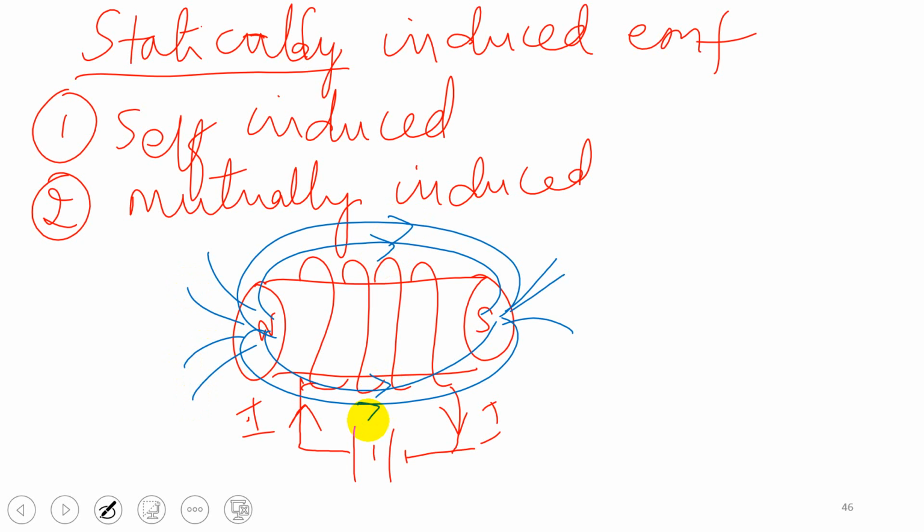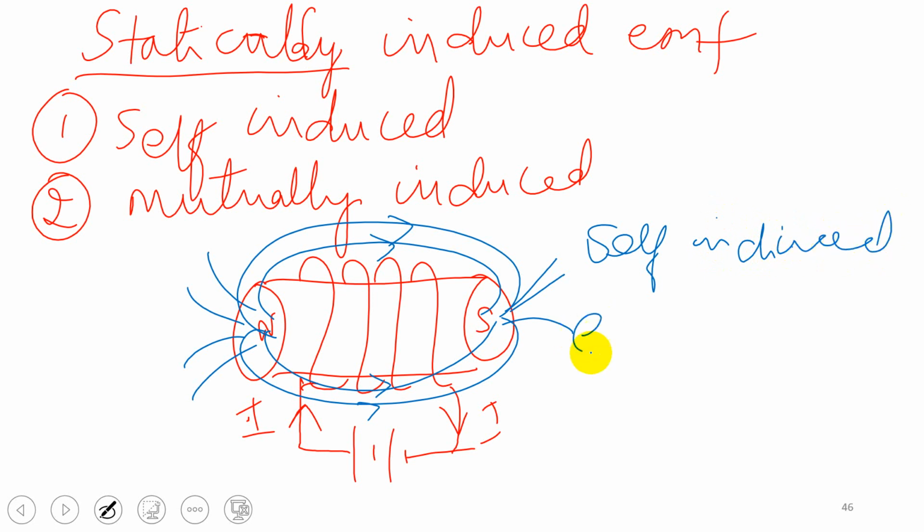As I said, for self-induced EMF, if you observe here, when I pass a current in this solenoid, it produces a flux. That flux will link the coil wound on the solenoid, and EMF is induced, which is called self-induced EMF. This is the case I'm talking about.